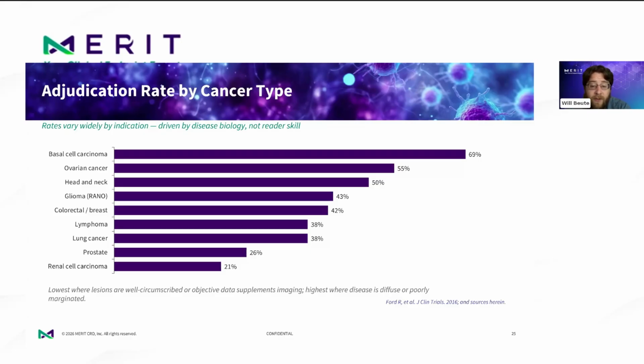But the pattern here is intuitive once you notice it. Agreement is highest where lesions are well-defined or where objective data supplements the imaging, and lowest where disease is diffuse or poorly marginated, and therefore genuinely harder to measure. So when we benchmark a trial's adjudication rate, we always have to do it in the context of the specific disease indication. For example, a 50% rate might be a red flag in renal cell carcinoma, but it would be entirely expected in ovarian cancer.